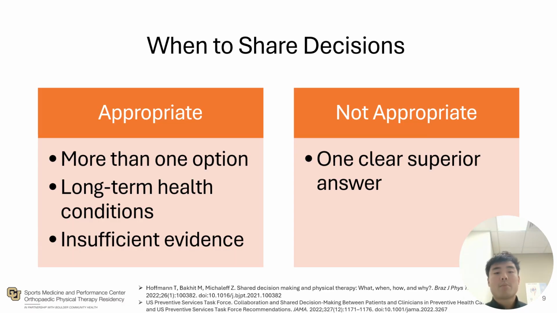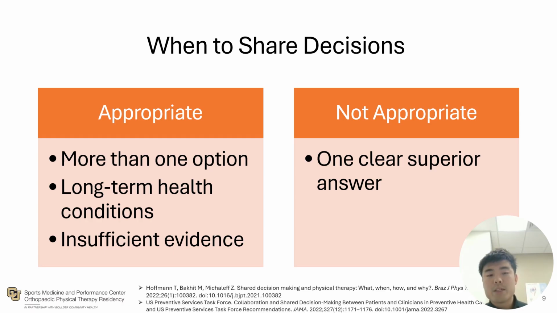Here in this slide, we're talking about when to actually apply shared decision making. Shared decision making is most valuable when there is more than one reasonable path forward. Again, we call this preference-sensitive decisions. These decisions can have similar effectiveness but different harm profiles. For example, should a patient with knee OA try physical therapy, medications, injections, or surgery? Each option has its own benefits, risks, and burdens, and then the right choice depends on what matters most to the individual patient.